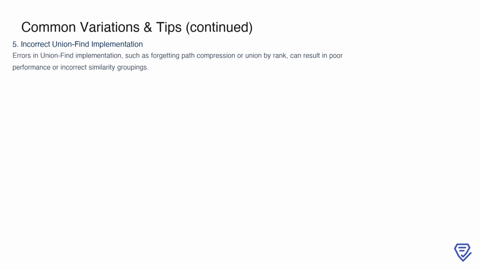Finally, incorrect implementation of union find is another frequent mistake. Forgetting optimizations like path compression or union by rank can lead to poor performance and incorrect groupings, which undermines the purpose of using union find in the first place.